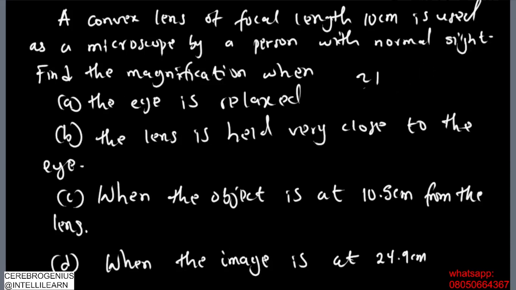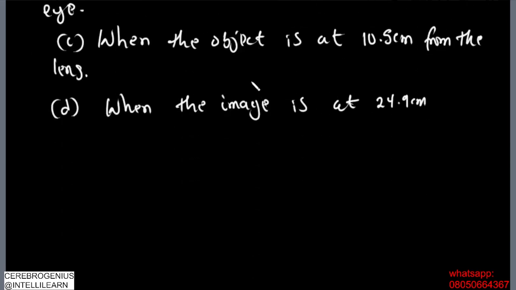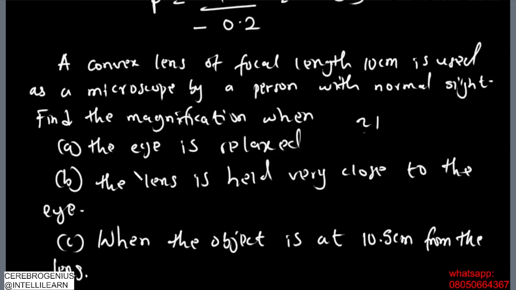So let's try this question. It says we have a convex lens. The focal length is 10 centimeter and it is used as a microscope. Solution. The focal length is 10 centimeter and it is used as a microscope.